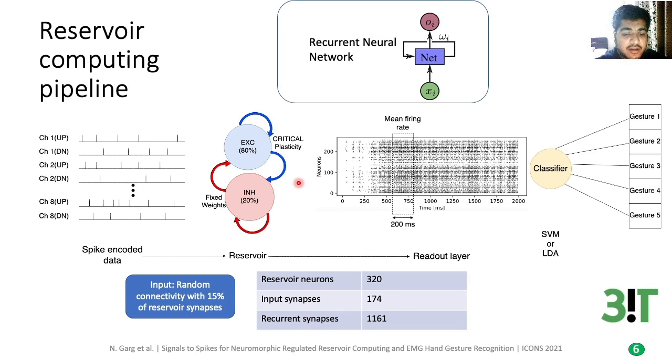For reading out the reservoir states, we compute the mean firing rate across a sliding window of 200 milliseconds. These rate vectors are then fed into the SVM or LDA-based classifier to compute the 5 gestures, or the 3 gestures in case of the Rochambeau dataset.